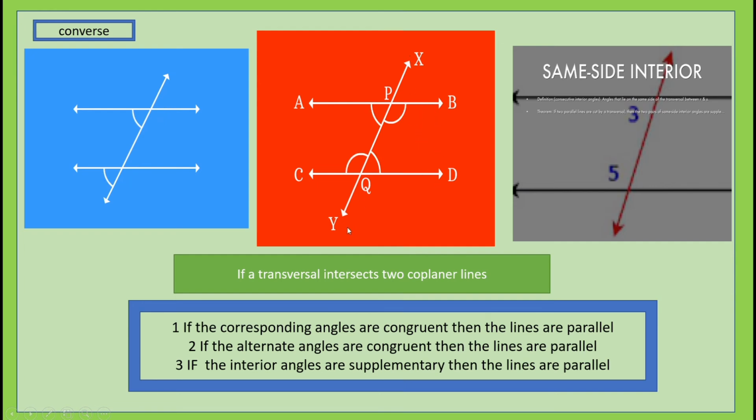And XY is its transversal, and if the alternate angles are congruent, then the lines are parallel. So this is the second converse. And similarly in the third converse, if the interior angles are supplementary, then the lines are parallel. So this converse concept is very necessary for us to solve the different types of examples.